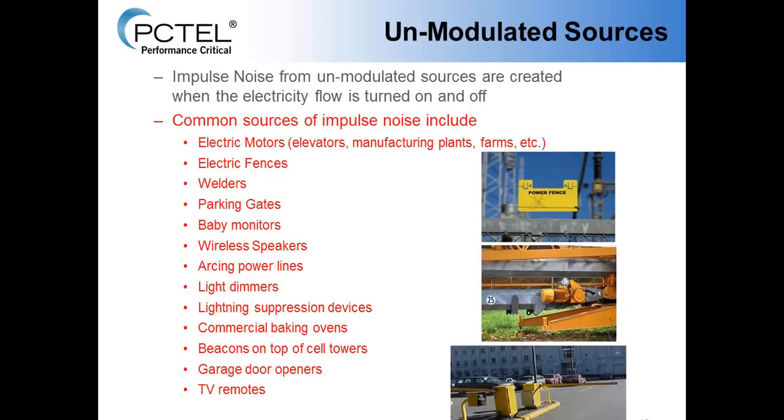We've seen a lot with baby monitors for some reason. Wireless speakers are another common source of these unmodulated sources of interference, along with arcing power lines, light dimmers, light suppression devices, and commercial baking ovens. Ironically, the beacons on the top of cell towers are another interferer that was found to be causing interference in their own mobile network. Garage door openers and TV remotes, and the list goes on and on. So pretty much any electronic device that you use intermittently could be a possible source of unmodulated interference.